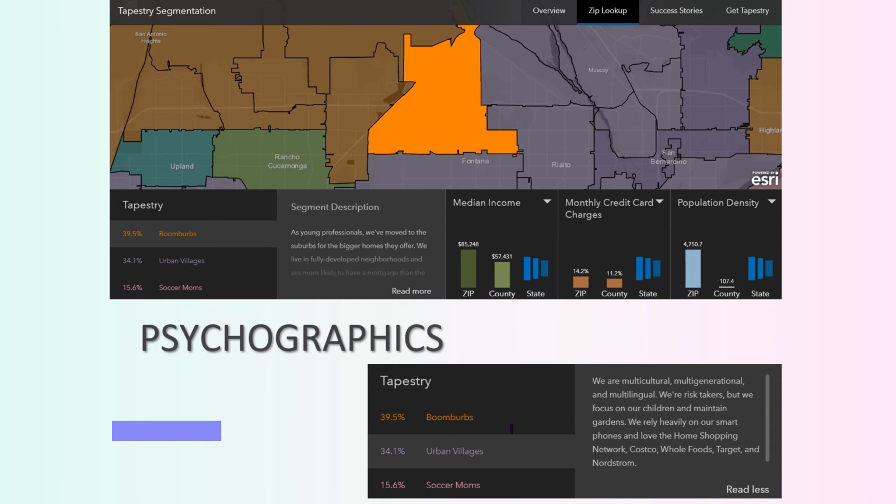Below, I gave you a screenshot of the next version, which are urban villagers, and those are multicultural, multi-generational, multilingual folks that are risk takers but focus on their children and make sure their gardens look good. And it talks about where they like to shop. And I hate to say it, that's me. Those are all okay. I don't shop at Home Shopping Network, but all them other places, that is me. I did not know I was an urban villager.